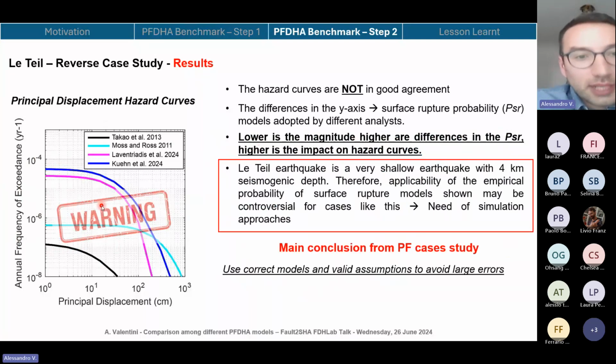And so another warning, a big warning, and maybe this could be the main conclusion for principal faulting case studies: we have to use correct models and valid assumptions to avoid very, very large errors.